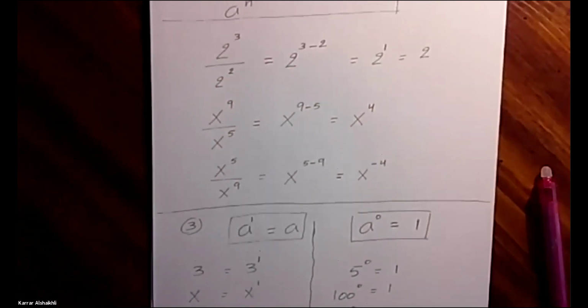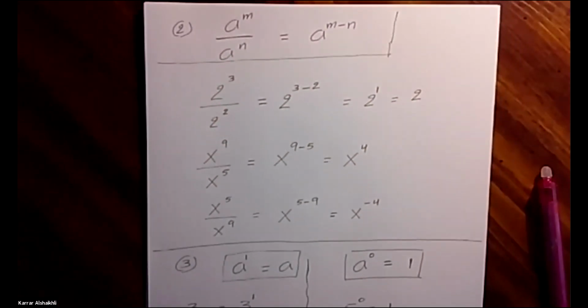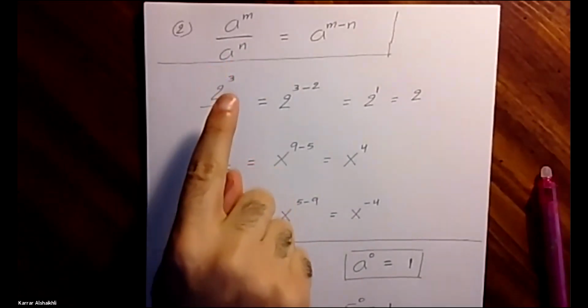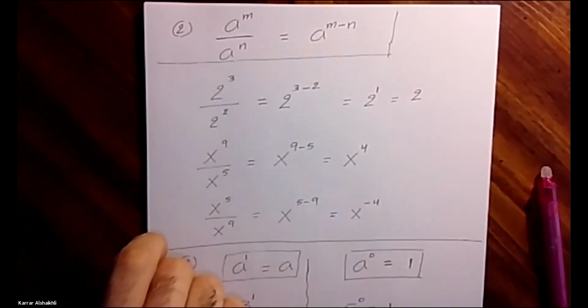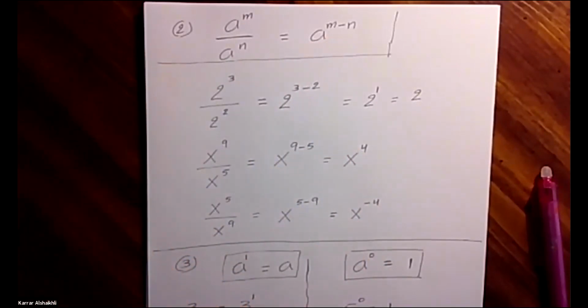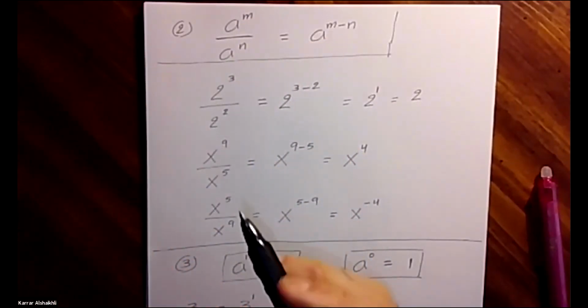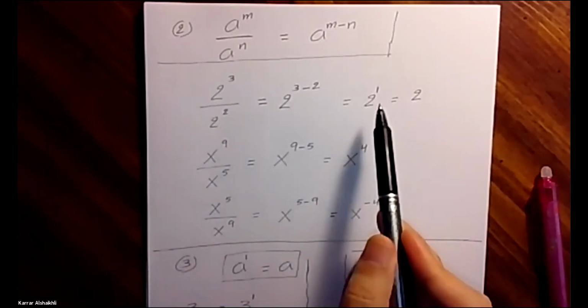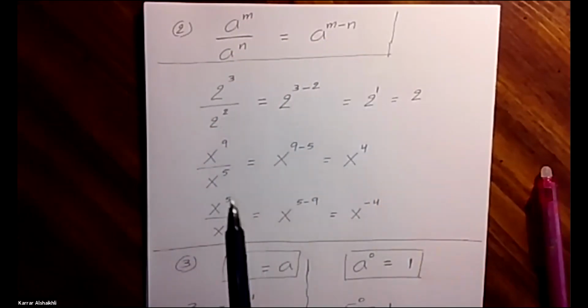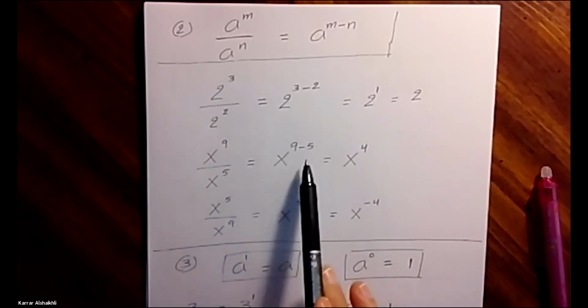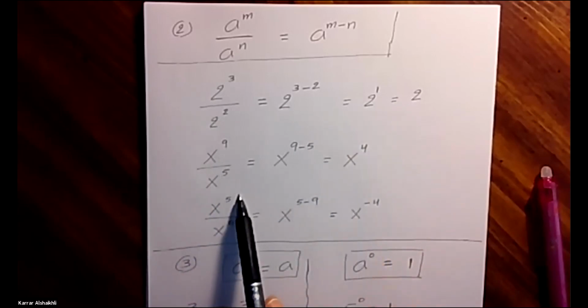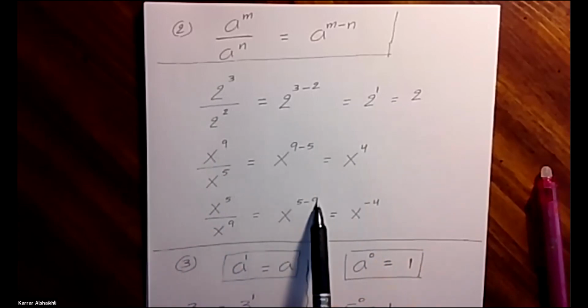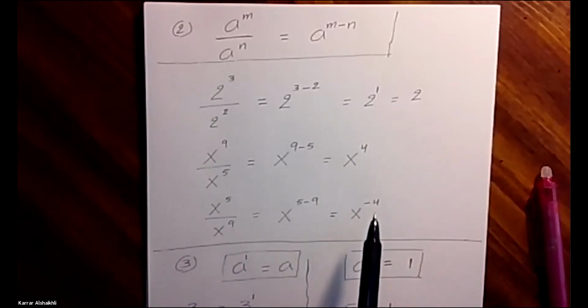So be careful with these two rules. Division: always the exponent on the top minus the exponent on the bottom. And here are 3 examples. You see, 3 minus 2 is going to be 1. 9 minus 5 is going to be 4, so x to the power 4. 5 minus 9 is going to be negative 4.